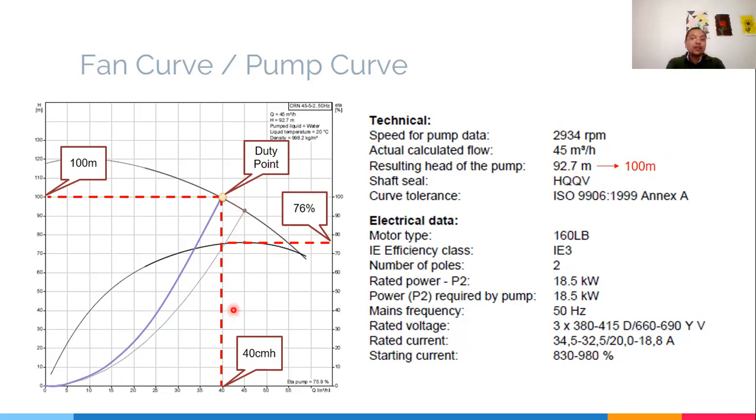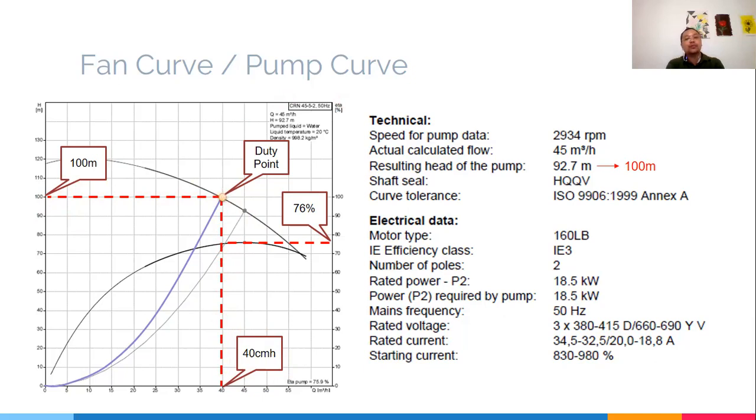So from 45, from 92, you want to change it to 100 meter head. At 100 meters, you draw a horizontal line, and when it intersects your QH curve, you draw a vertical line. Using this, you'll be able to estimate that at 100 head, you will get about 40 cubic meter per hour. Your duty point moved from here to here.